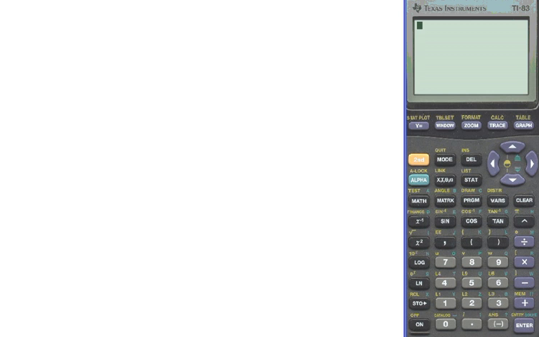Okay, so the question says the total number of states in Austria and Germany is 25. Germany has 7 more states than Austria. Solve the following system of equations graphically to find the number of states in each country.